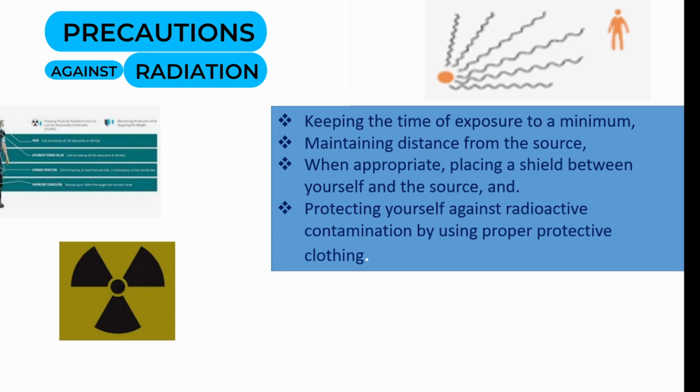The other precaution that you need to take is to protect yourself against radioactive contamination by using proper protective clothing. As you are seeing here, these are aprons that people put on or wear when they are in a radiological room or when they are handling patients who need radiological examinations. When you go to the radiology departments, you're going to see the different shields which are used there.